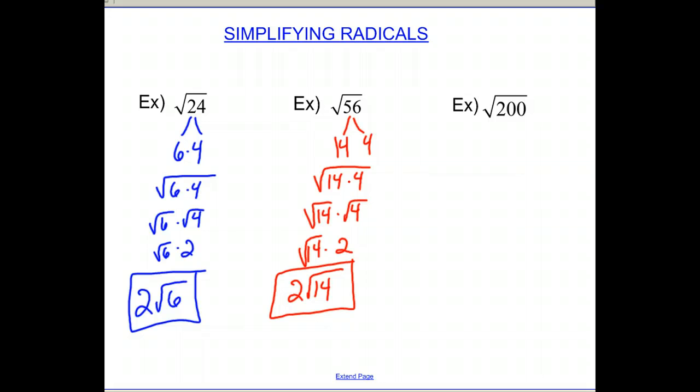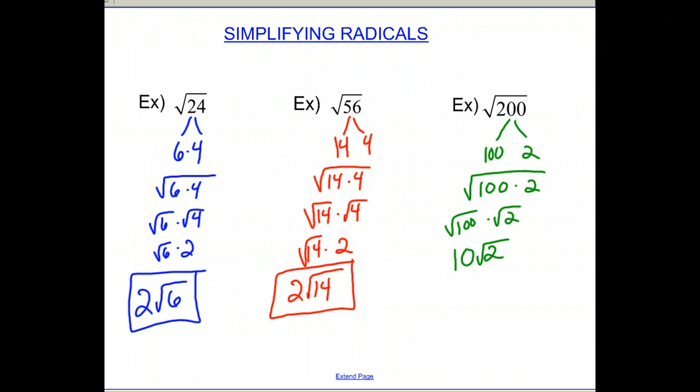So right away in my head, I want to break it down as 100 and 2, and if I do 2 times 100, I'm going to get 200. What's nice about that is that we know 100 is a nice square root. So if I take the square root of 100 times 2, break that down to the square root of 100 times the square root of 2, and I know the square root of 100 is 10. Square root of 2, that's as simple as we're going to get. So my final simplified answer is 10 square root of 2.